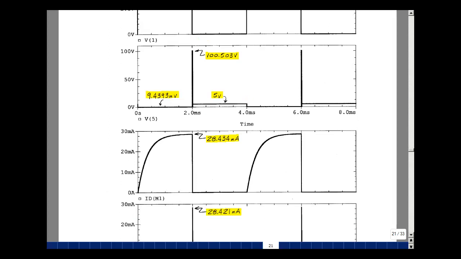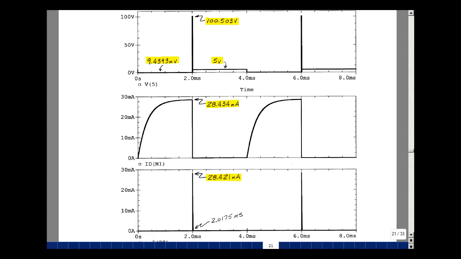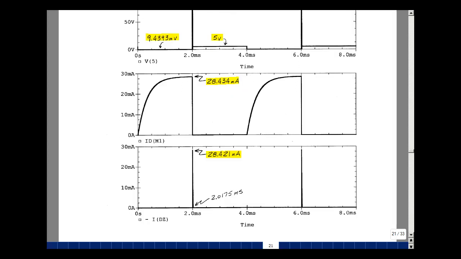And then the current in the drain of the transistor starts out at 0 and starts to increase and reaches 28.434 milliamps when I do the switching. And the current in the Zener diode, basically 0, and then it shoots up to about the same value, 28.421 milliamps, and then shoots down to almost 0 in a very short amount of time, 0.0175 milliseconds from the instant that this started.